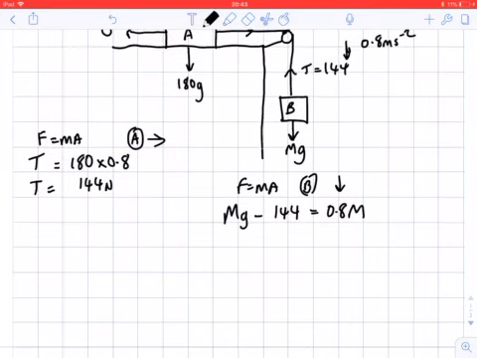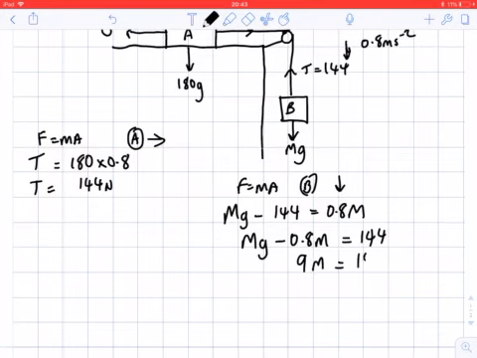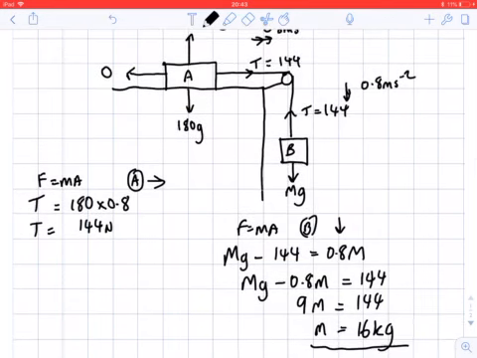Then with a bit of rearrangement, we've got mg minus 0.8m is equal to 144. Taking gravity to be 9.8, as it says on the front of the paper, we're left with 9m is 144, so m would be 16 kilograms. Remember, this is a mass. So that's the mass required to move the truck at 0.8 meters per second every second.